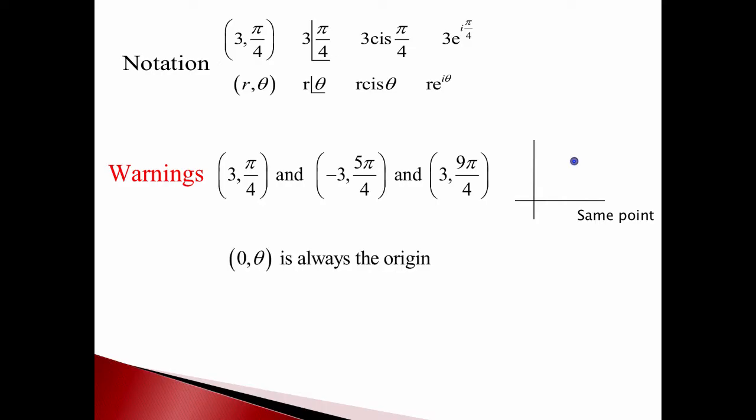Also, 0 comma any angle will always be the origin. When r is 0, it doesn't matter what theta is, you'll always get the origin. So sometimes solving equations will be a little trickier, to make sure we always find all the places where curves intersect. They might meet at the origin with different angles.